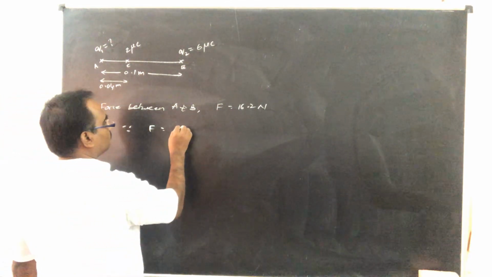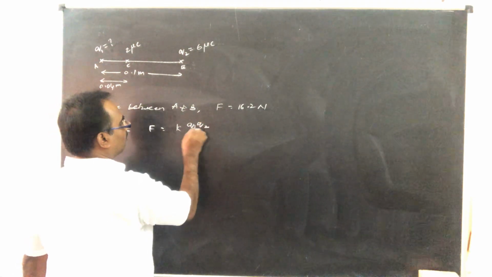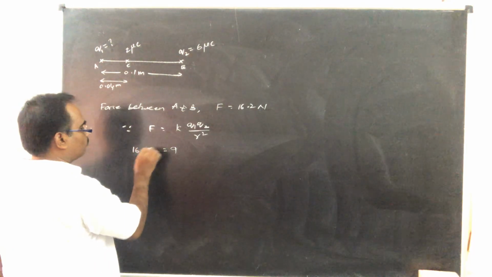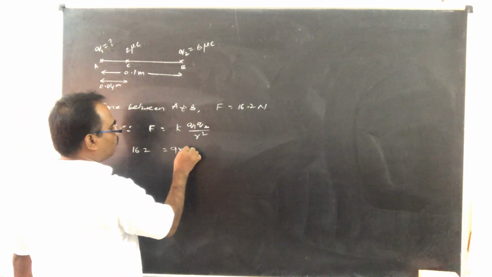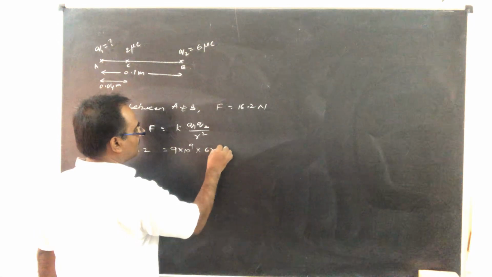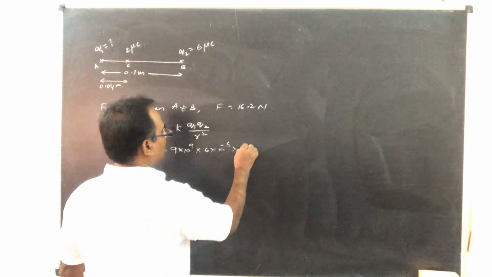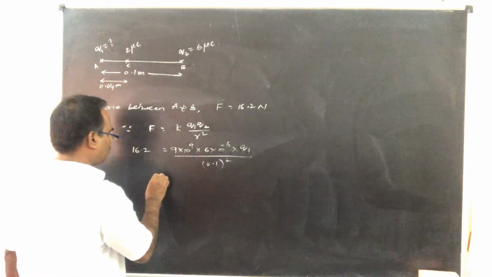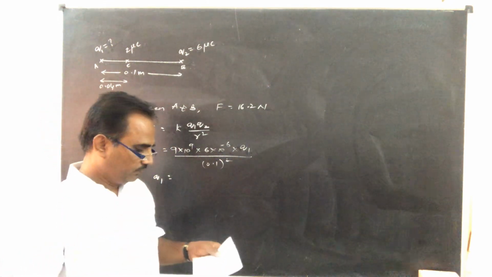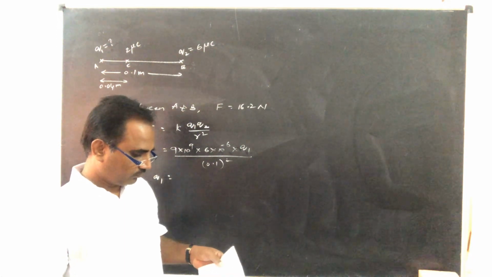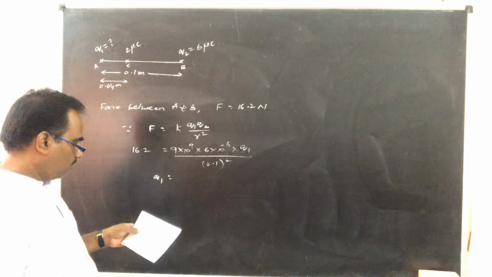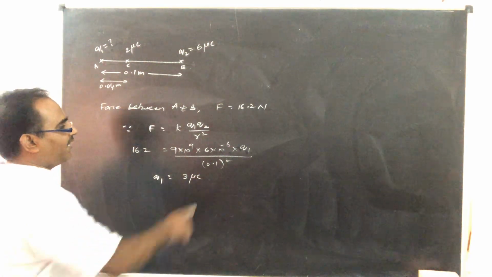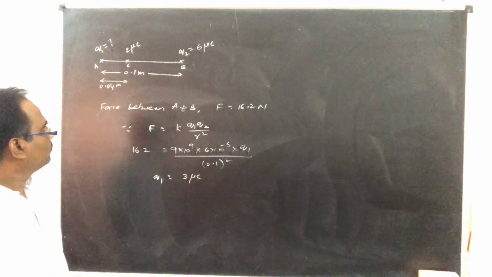Since F is equal to K Q1 Q2 divided by R square, this is 16.2. It is 9 into 10 to the power of 9, 6 into 10 to the power of minus 6, Q1 divided by 0.1 square. From this you find Q1. You will get around 3 microcoulomb. So if I find this Q1, you will get 3 microcoulomb.